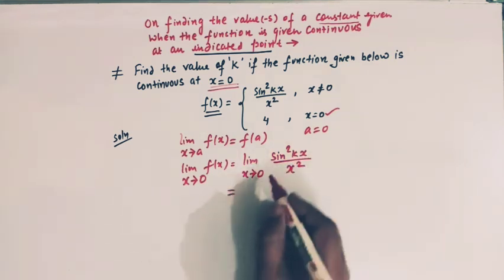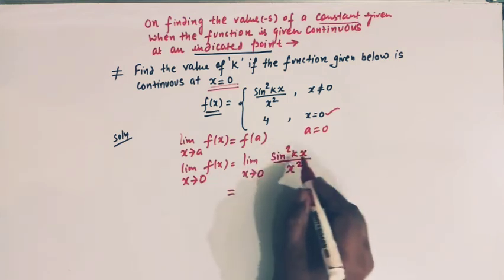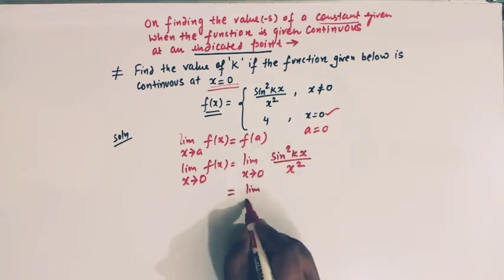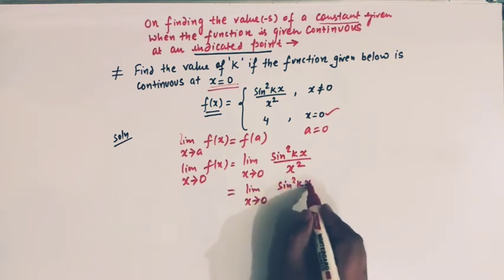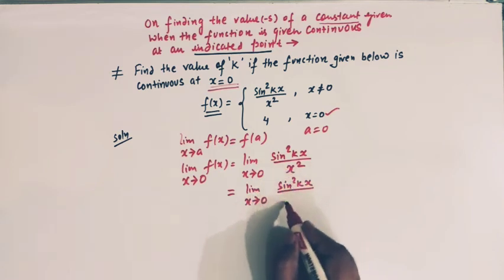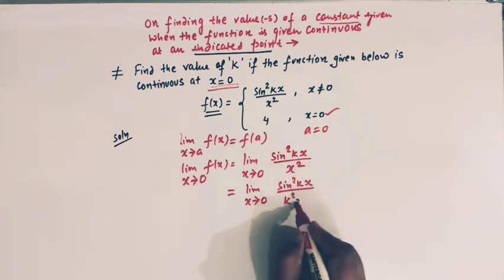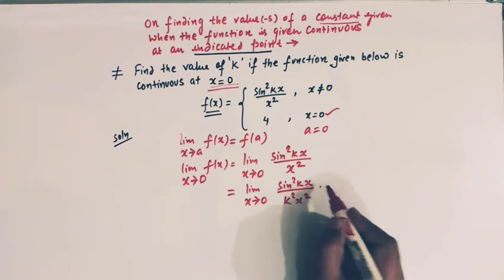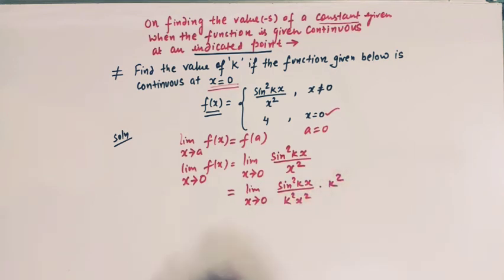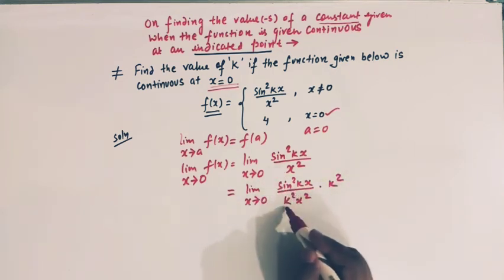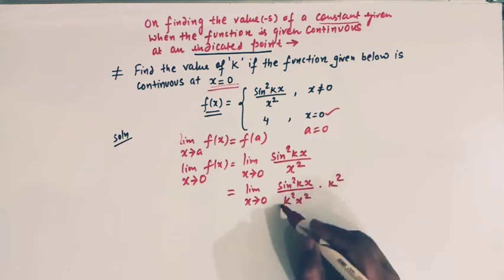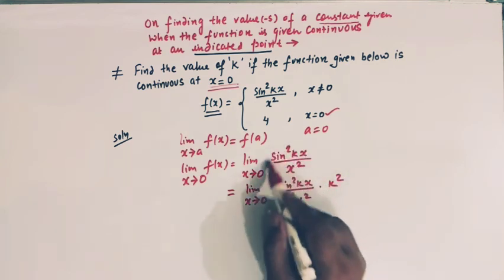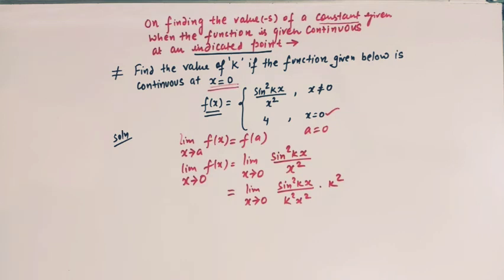So now we have to solve this limit, so we'll write limit x tends to 0, sin square kx over, now if we write here k square x square and then we multiply it by k square, it means we have multiplied the denominator by k square and the numerator by k square, so that these two terms get cancelled, and we again get this expression.